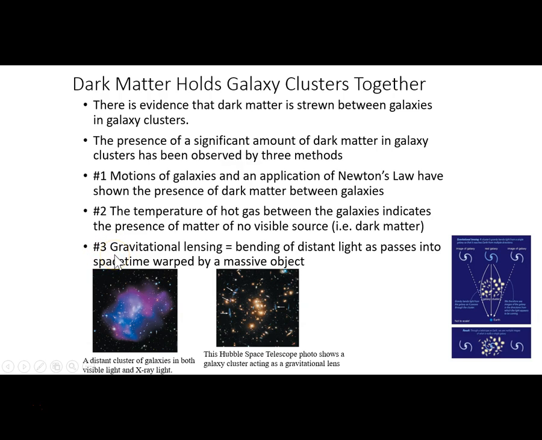We've talked about gravitational lensing. If a galaxy or a cluster of galaxies bends the light of a more distant galaxy, it's called gravitational lensing, and based upon how much they bend the light, we can go back and understand its mass. So those are the three ways.